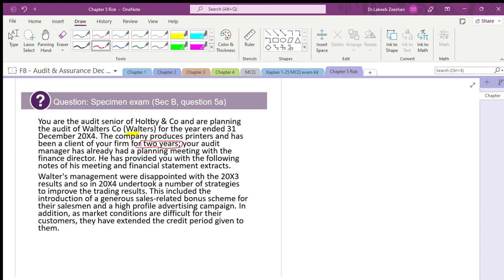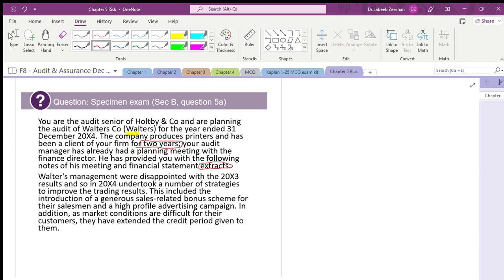Your audit manager has already had a planning meeting with the finance director. He has provided you with the following notes of his meeting, and a financial statement extract. Extract means they are not giving you the complete financial statements. They gave you the things that you need.